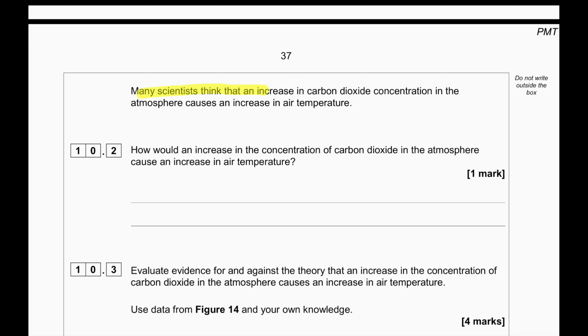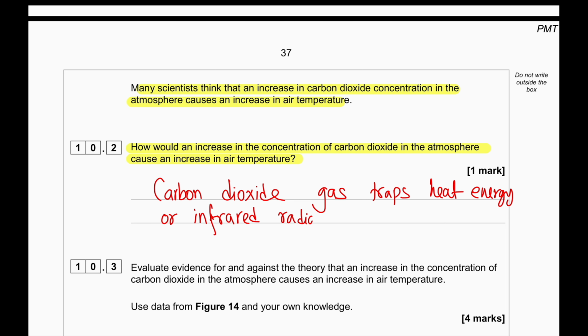Many scientists think that an increase in carbon dioxide concentration in the atmosphere causes an increase in air temperature. How would an increase in the concentration of carbon dioxide in the atmosphere cause an increase in air temperature? Because carbon dioxide is a greenhouse gas, so we will say how it works as a greenhouse gas. Carbon dioxide traps heat energy or infrared radiation.